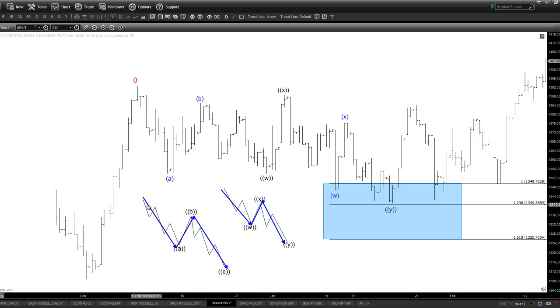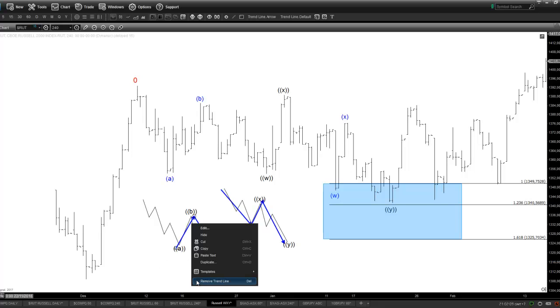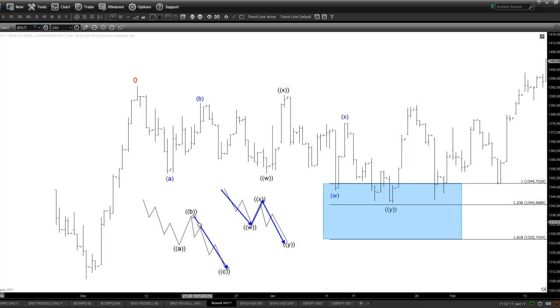Now, the difference lies in the subdivision, right? The internal subwaves. So we can see that for you to label as an ABC, the subwaves of the A need to be subdivided into 5 waves. In the wave C, it also needs to be subdivided into 5 waves. So this is a zigzag. ABC is a zigzag, so you can also call this a 5-3-5 structure.